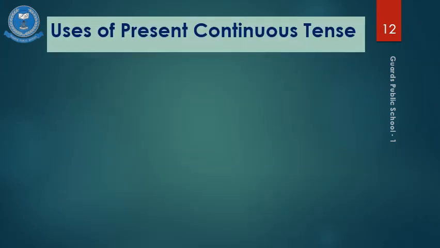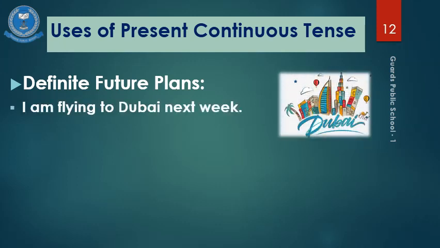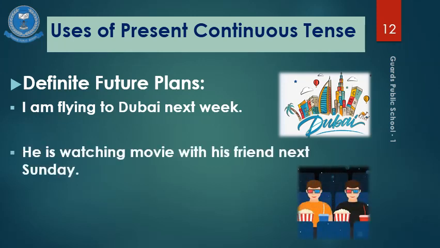The next use of present continuous is for definite future plans, used with future time expressions. We only use present continuous tense to talk about the future when we have planned to do something before we speak. For example, I am flying to Dubai next week. He is watching a movie with his friend next Sunday.